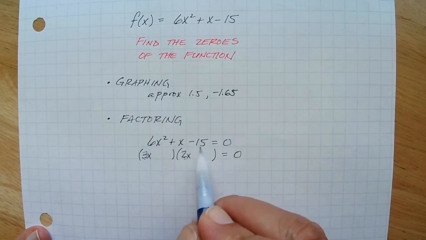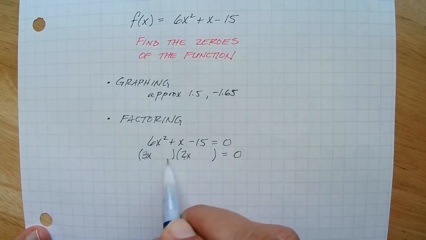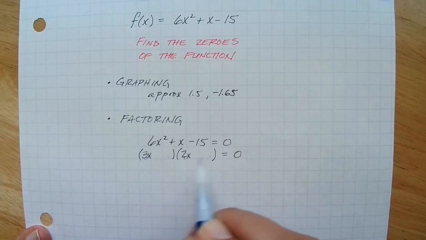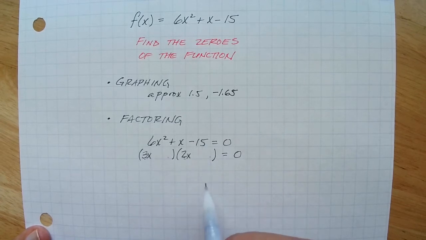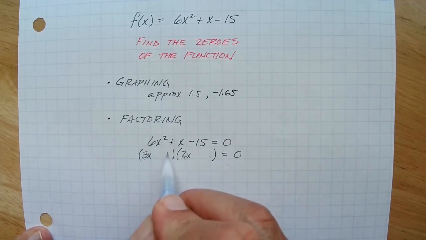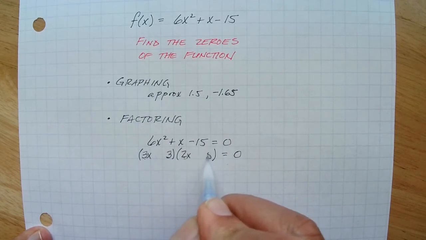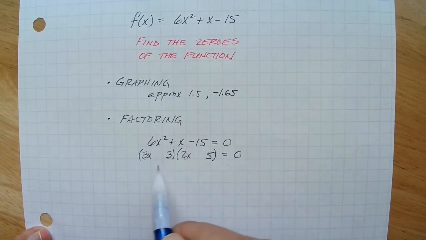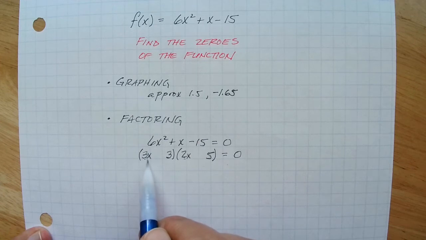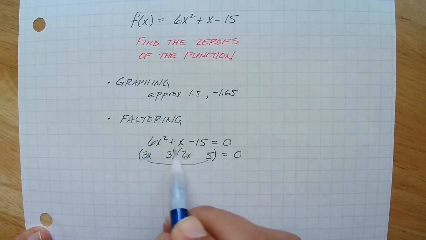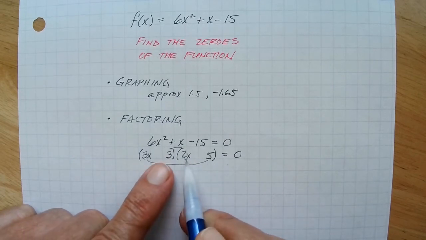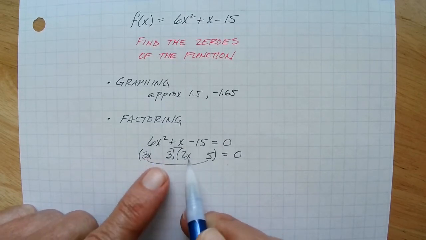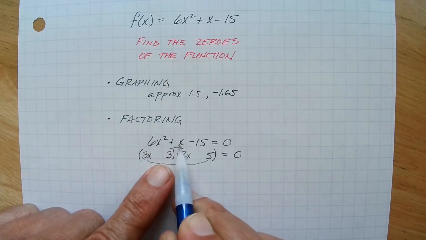Okay, so then you look at the last term, which is 15. And I know that the product of the last terms has to be 15. Well, that's either 3 and 5 or 15 and 1. And again, there's no way of knowing for certain. I'll just throw in a 3 and a 5, and then I'll test it. And here's how you test it. The outside product is 15x. The inside product is 6x. I don't think 15x and 6x can combine to make 1x.